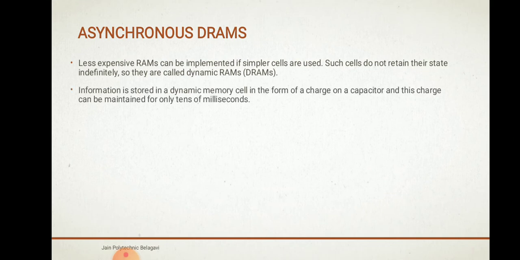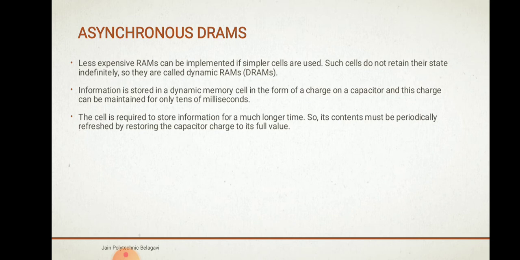Whatever information is stored in the dynamic memory cell will be in the form of a charge on a capacitor. So information which is stored in the dynamic memory will be stored as a charge on a capacitor, and this charge can be maintained only for tens of milliseconds. The cell is required to store information for a much longer time, so its contents must be periodically refreshed by restoring the capacitor charge to its full value.